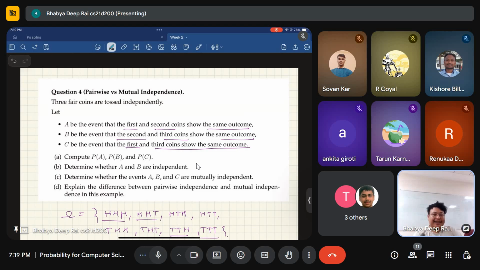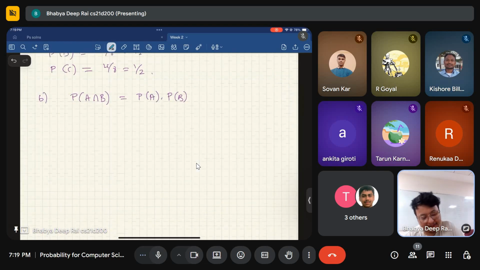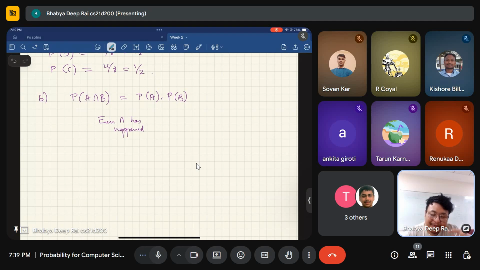So when I say event A has happened, if A and B were dependent, then when event A happens, B is affected. Either B definitely happens, or B definitely does not happen. But let's say event A has happened.